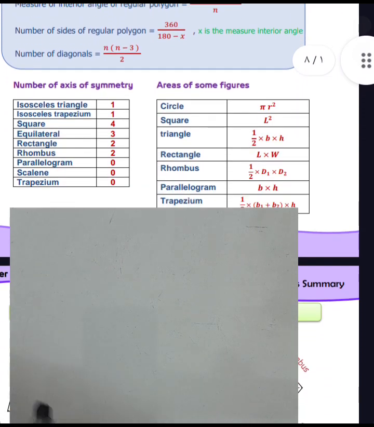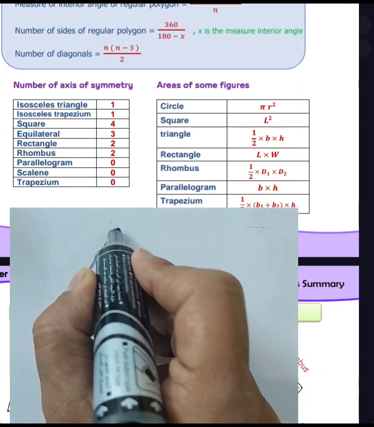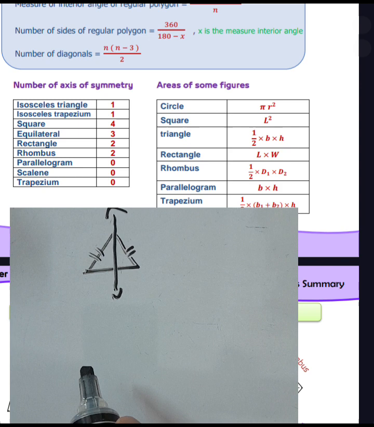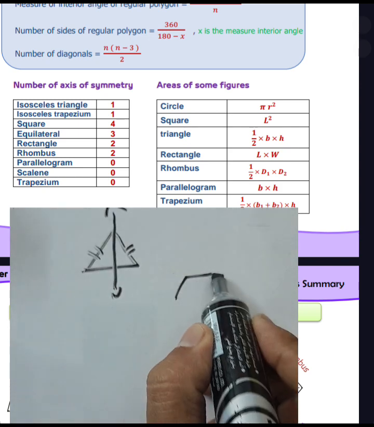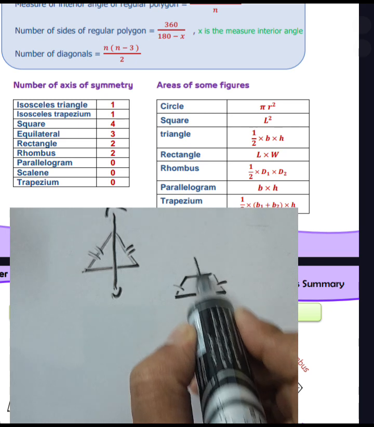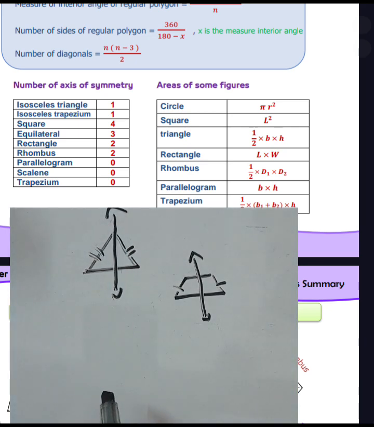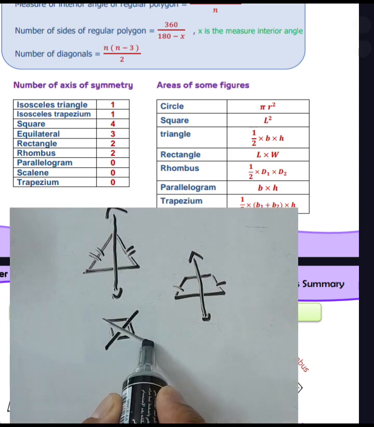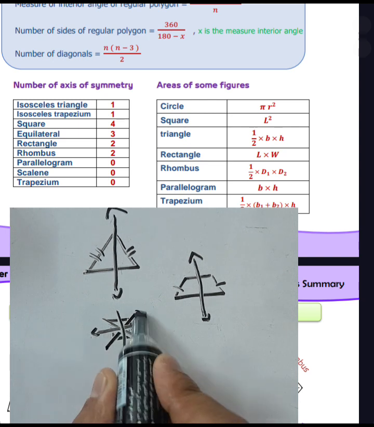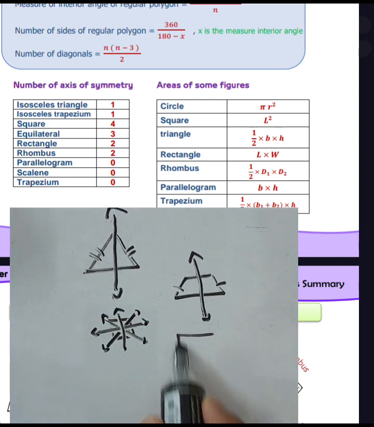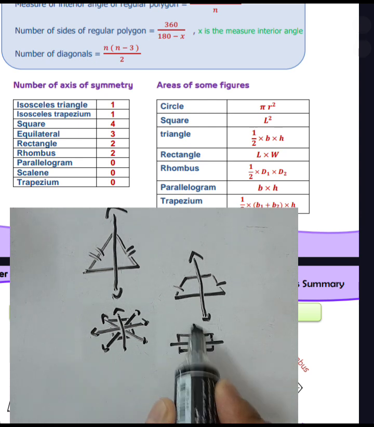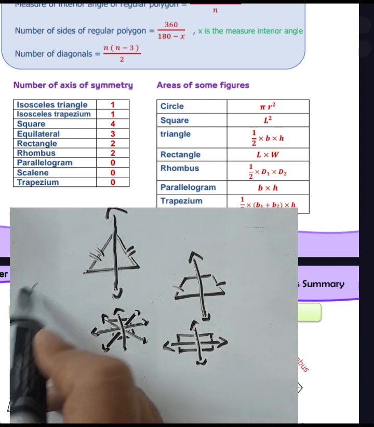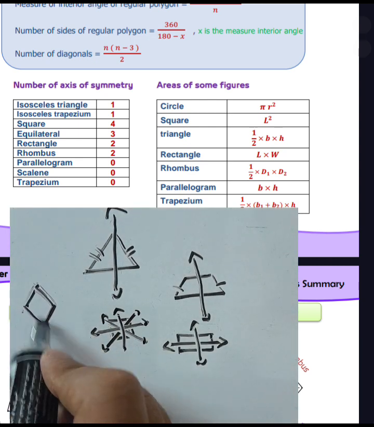Number of axes of symmetry of an isosceles triangle. The isosceles triangle has only one line of symmetry. What about the isosceles trapezium? The isosceles trapezium has only one line of symmetry. And a square has 4 lines of symmetry: 1 2 3 4. A rectangle has 2 lines of symmetry. Rhombus: all sides equal lengths.